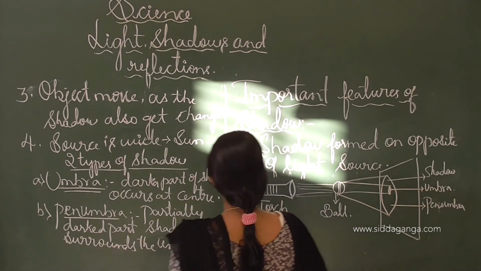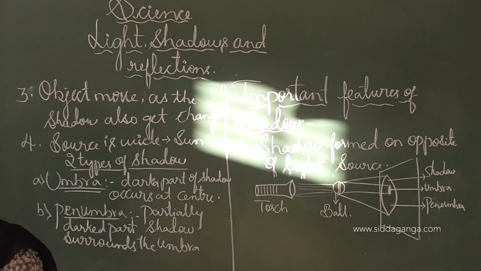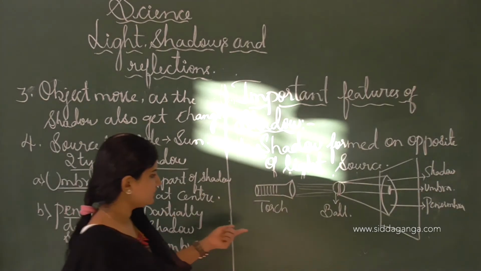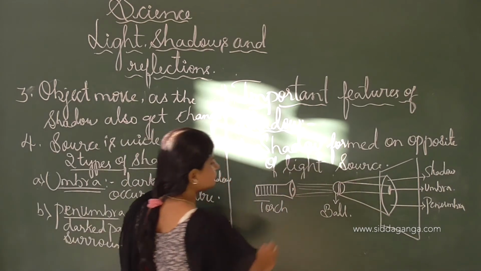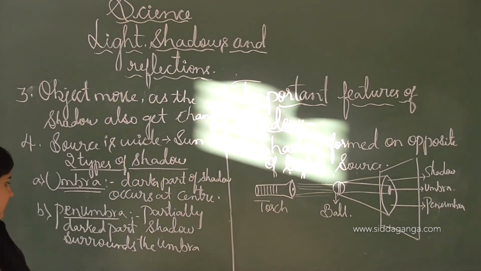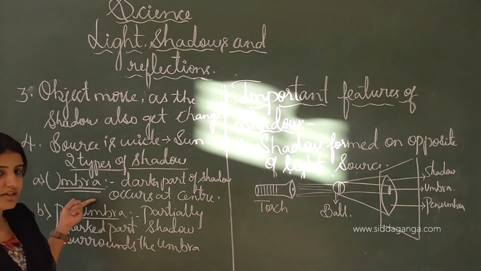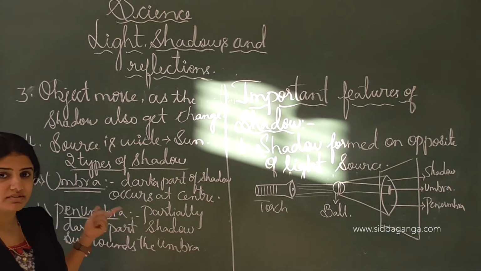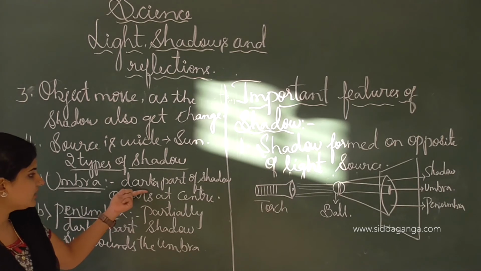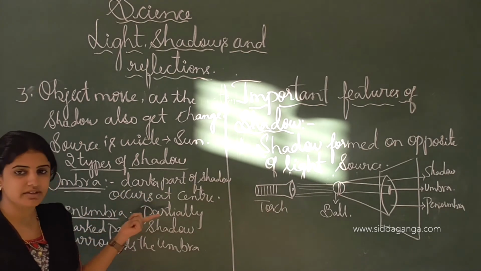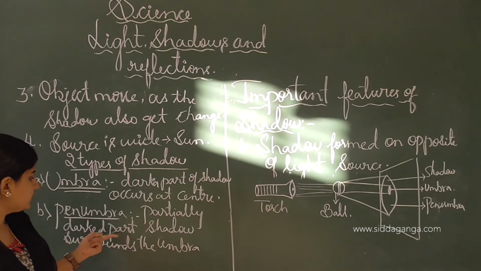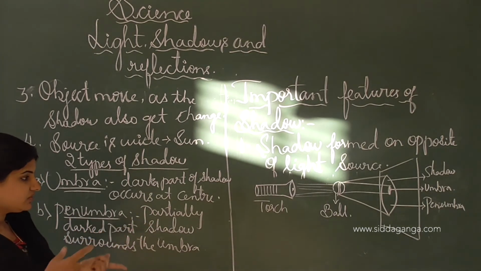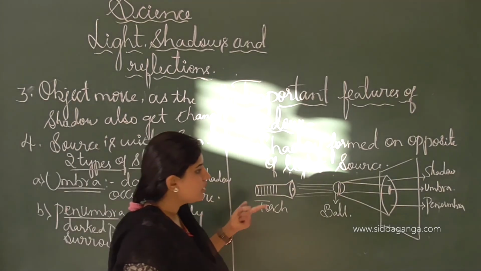You can take, instead of a ball, any other round object or any opaque object. And see, the difference between the umbra and the penumbra stage is that the umbra stage is the region where the darker part is present at the center, and here the darker part of the shadow occurs at the center, which is called the umbra stage, whereas the penumbra is the partially darkened part of the shadow which surrounds the umbra, called the penumbra stage.